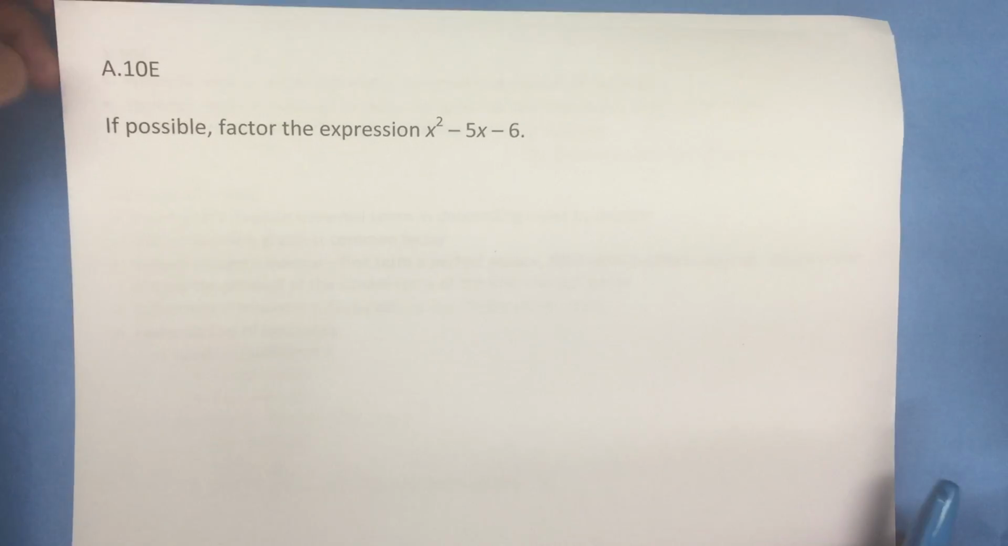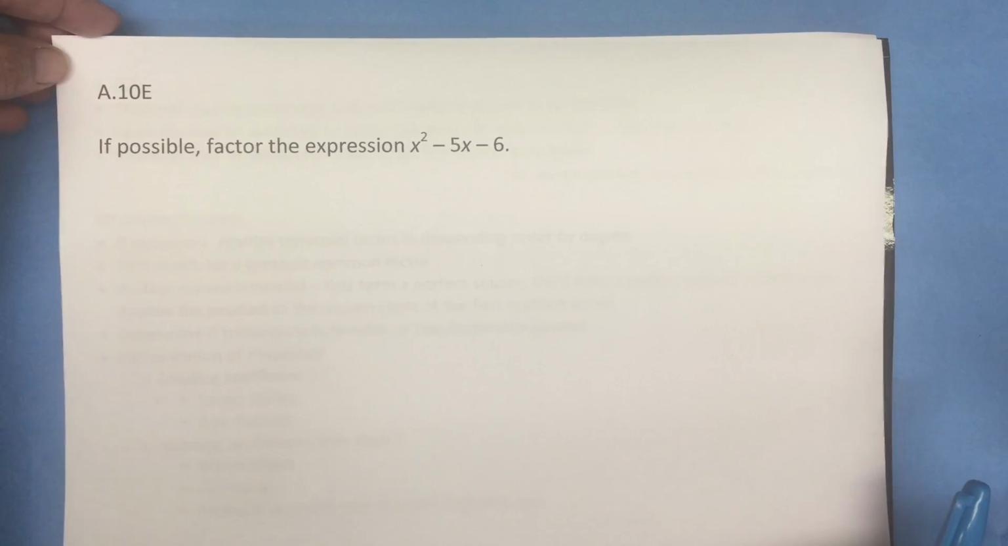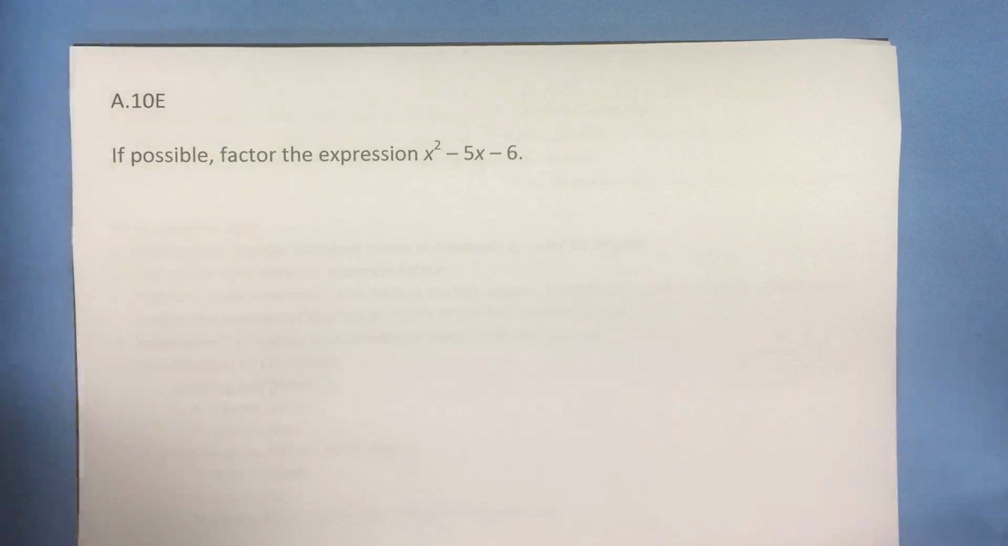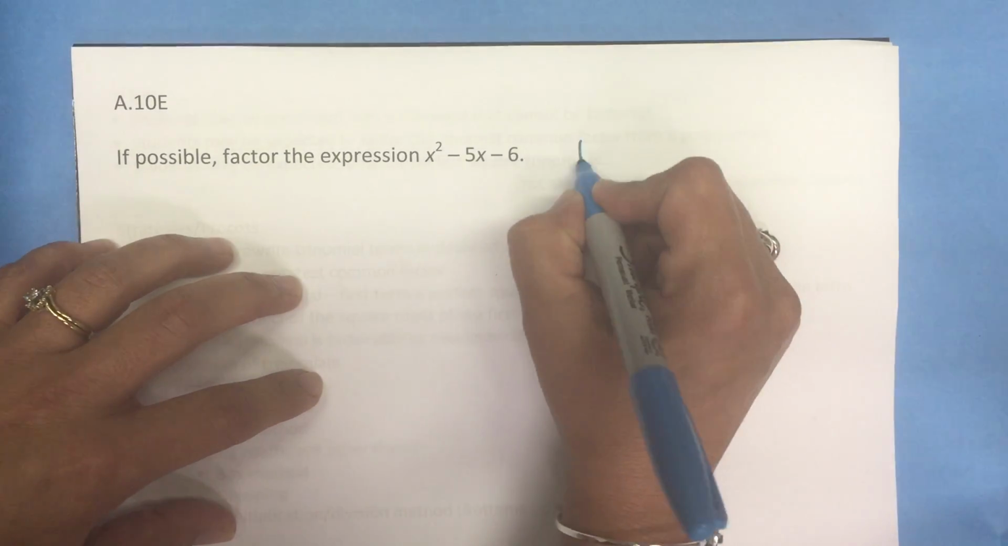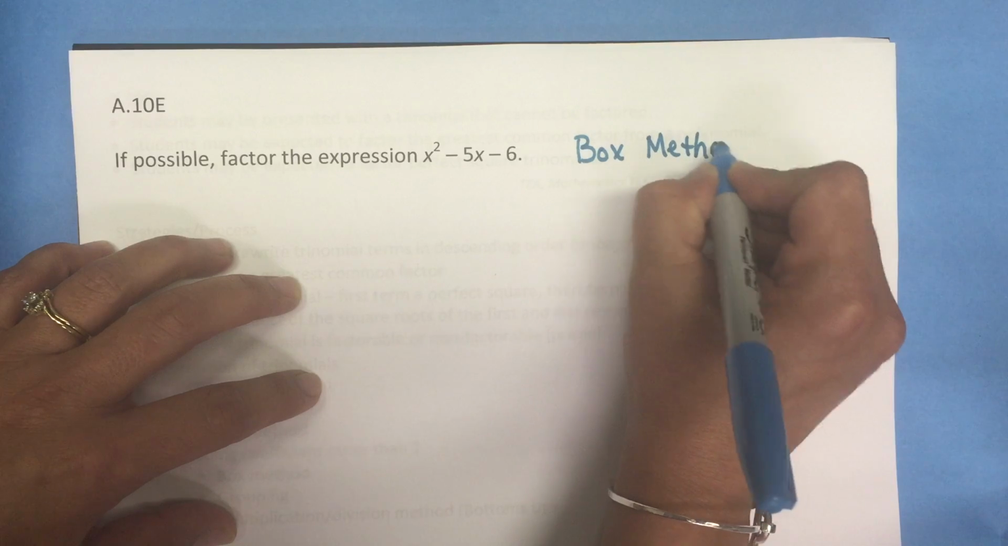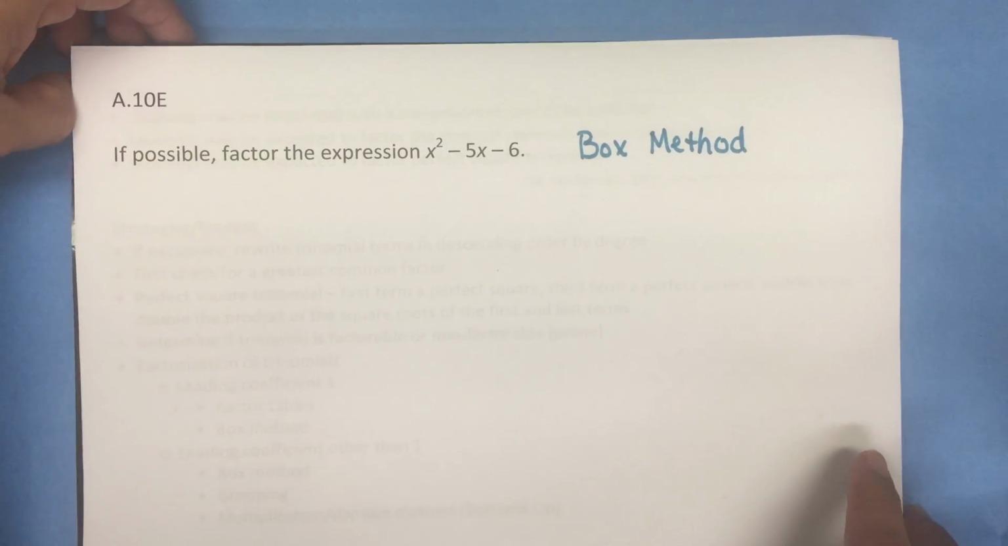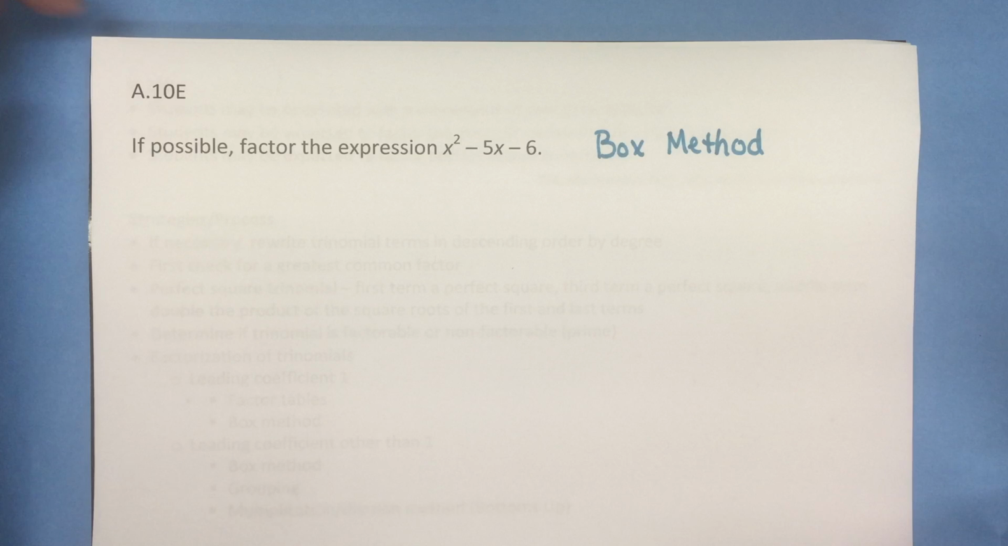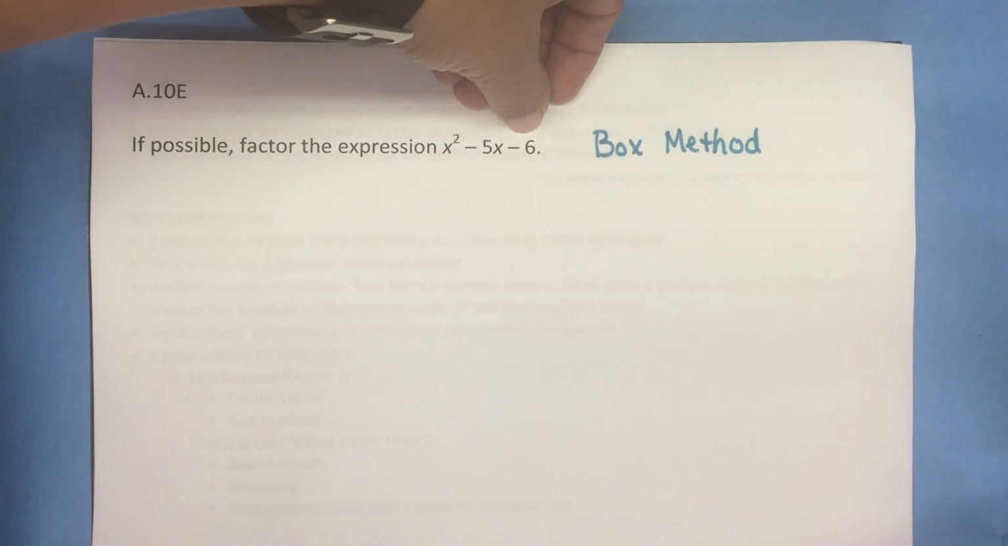So here's an example for this standard. If possible, factor the expression x squared minus 5x minus 6. The method that I'm going to show you on how to factor this is by using the box method. Before we set up our box, we still need to think about factors of the last term.